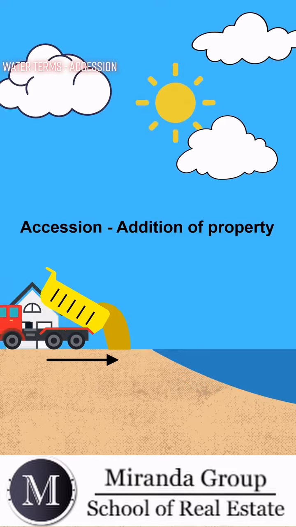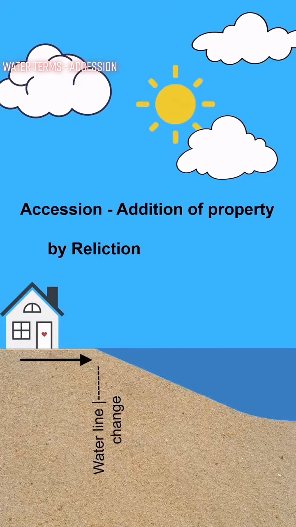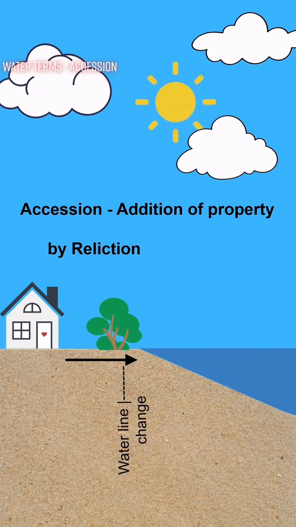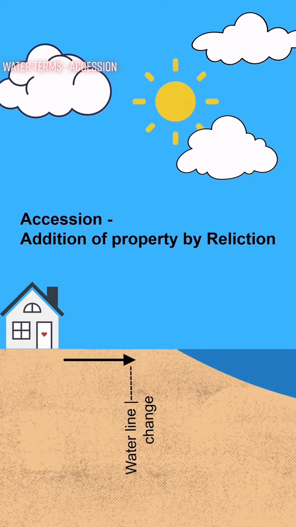Now, most would understand that you could add land to a property by construction, by mechanical, by human methods. The other two ways would be by nature. The first one would be reliction. Now, this is the receding of water away from the land. The water is withdrawing and increasing the land that is available to the homeowner.